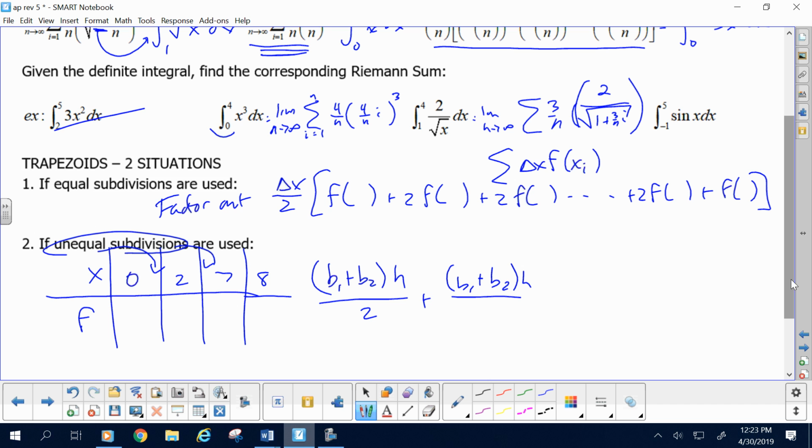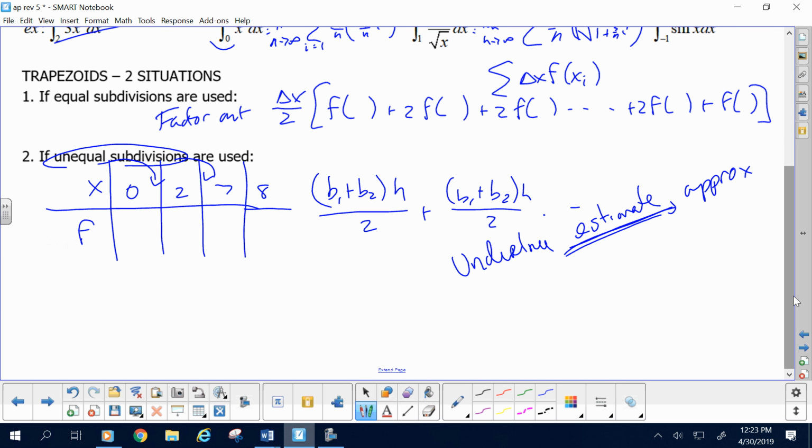And last but not least, if it's free response, remember, underline. If it says use trapezoids to estimate or approximate, would you please pause and say estimate or approximate? While I'm thinking about it also, if it says round, underline that and round.